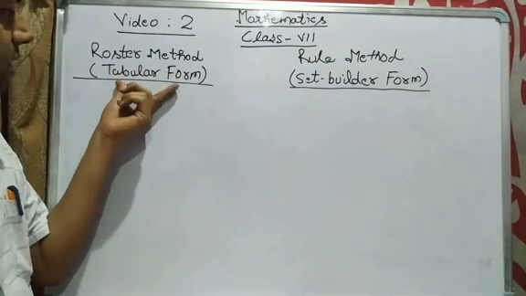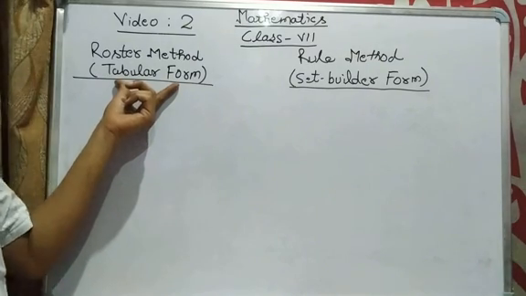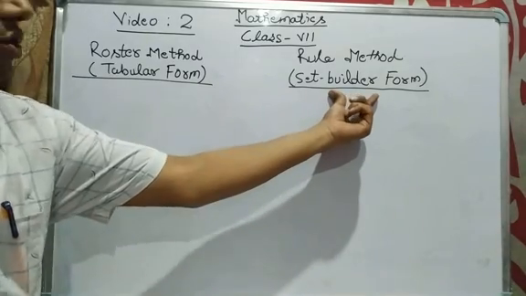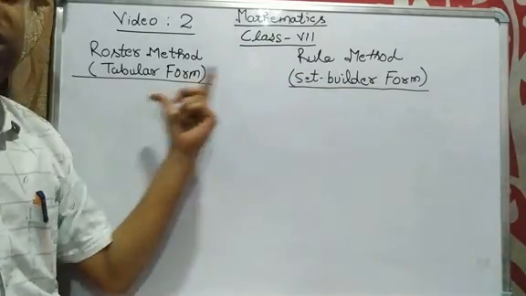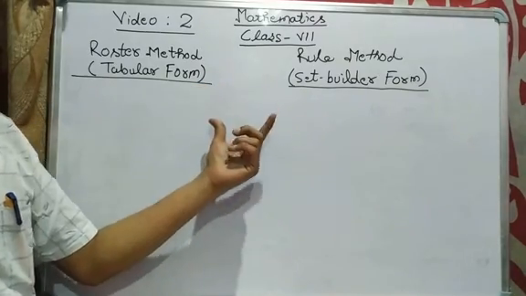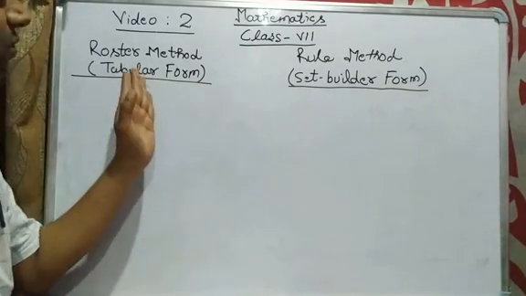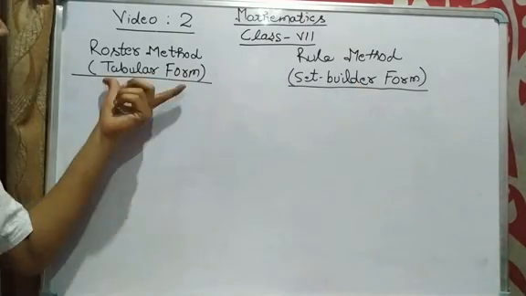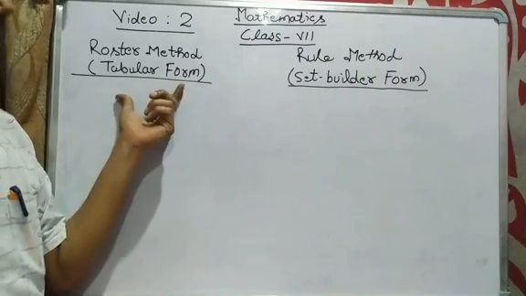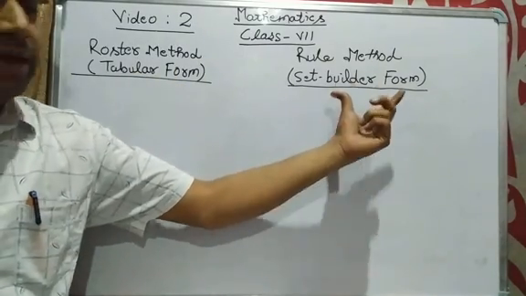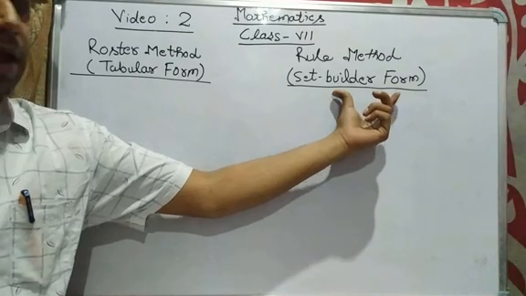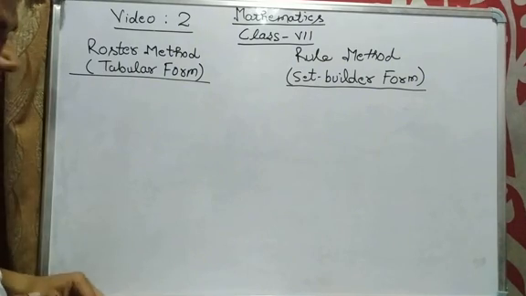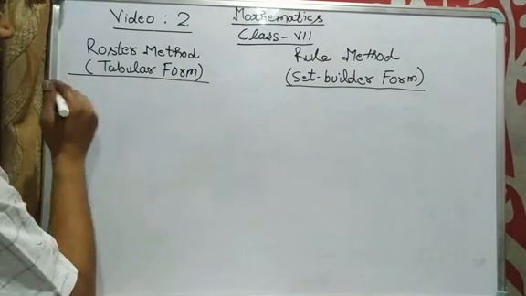The roster method is also called the tabular form, and the rule method is also called the set builder form. It is mandatory to know the difference between both methods, because in the examination you may be asked to convert the roster form into the rule method, or the tabular form given in the question into the set builder form, or the set builder form given in the question paper into the tabular form. So starting with the first method, that is the roster method, the tabular form.